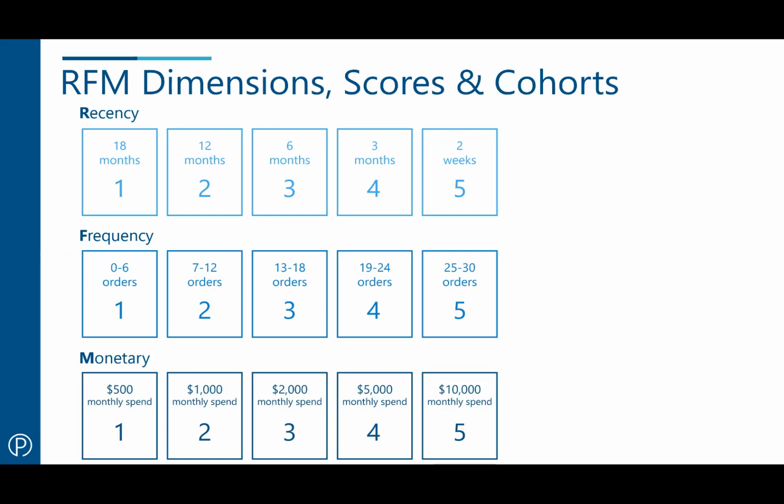So if you take recency, for example, if we look at the customers who've ordered within the last 2 weeks, then they would get a score 5. If we take the customers who ordered within the last 3 months, they'll get a score 4, and down to 1 for customers who've ordered in the last 2 years or the last 18 months, whatever is the range of your data that you're looking at.